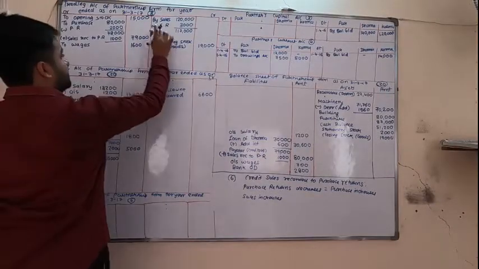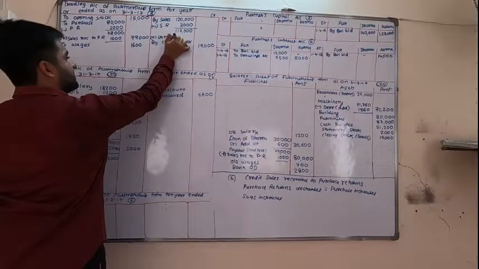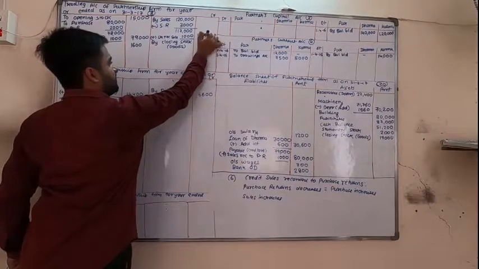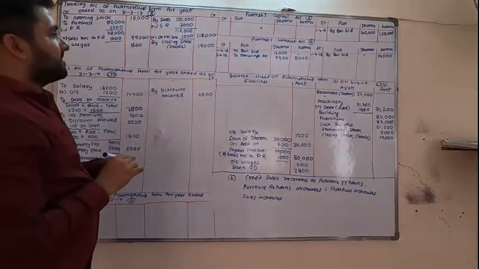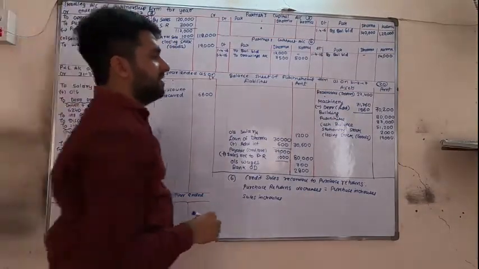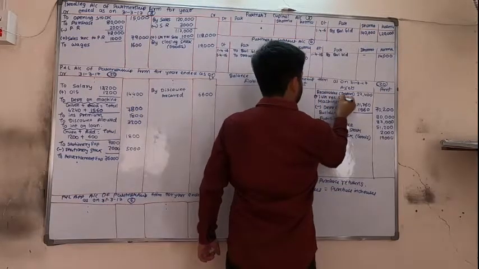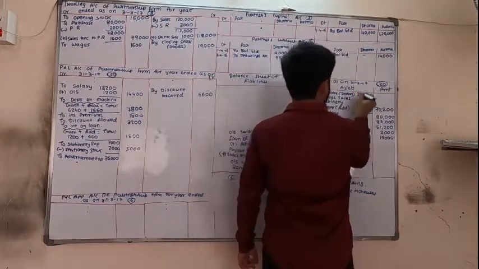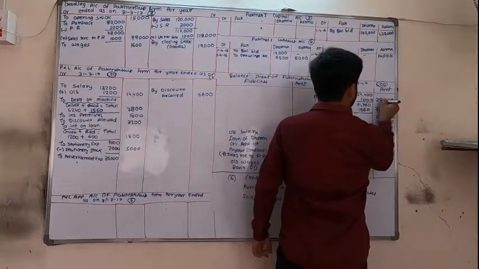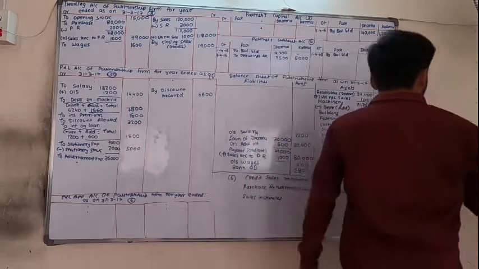Now actually it is sales, so we will write plus unrecorded sales 1000, in the outer column 1,18,000. What you will write in the sales? Plus unrecorded sales 1000, so 1,18,000. In the receivables or debtors also plus unrecorded sales 1000. So in the outer column 28,400.